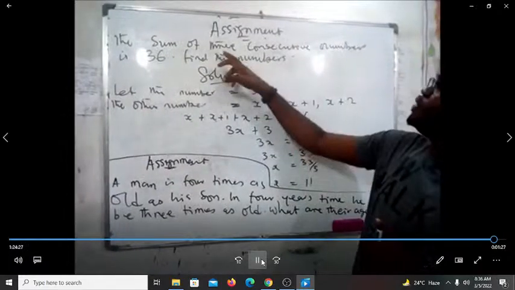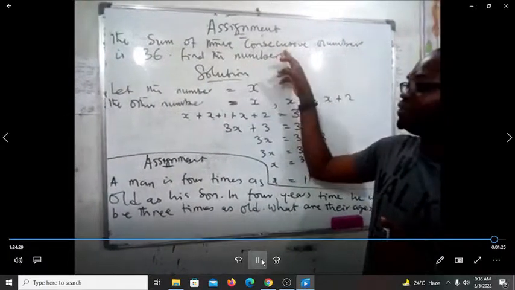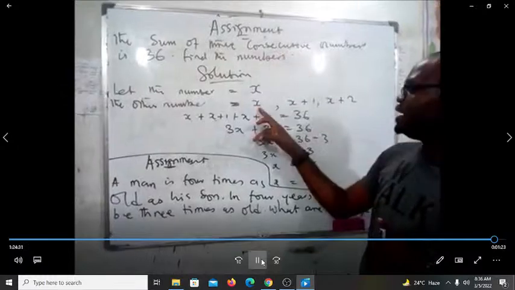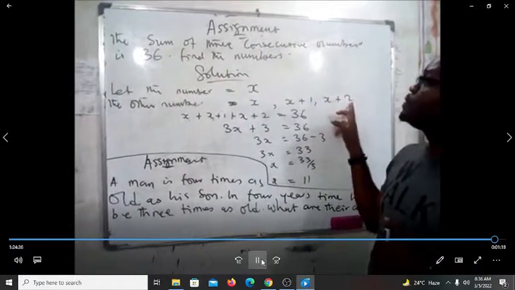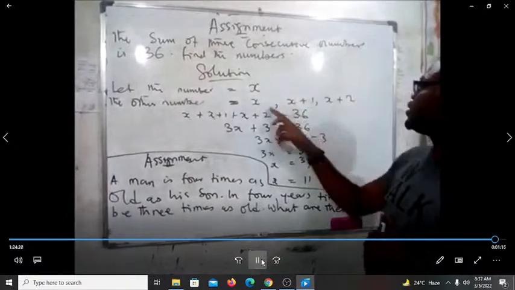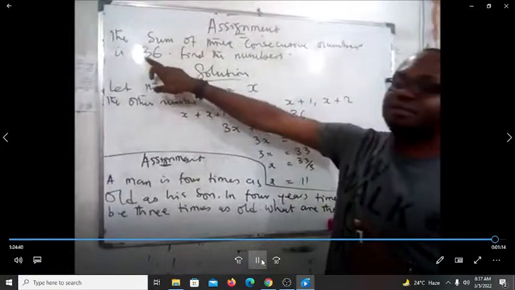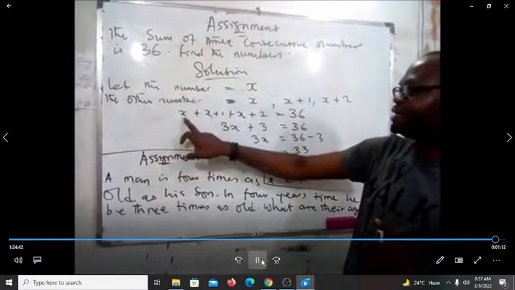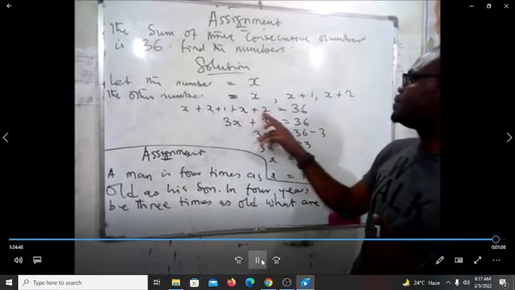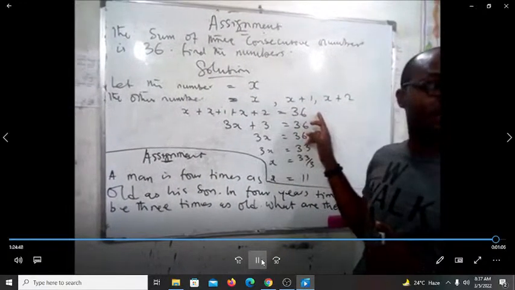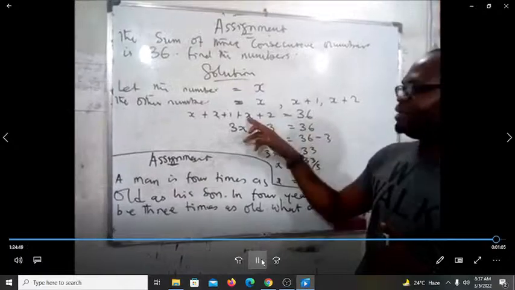But you have three consecutive numbers. So what are those three consecutive numbers? X, X plus 1, and X plus 2. Now it's telling us that the sum of these three consecutive numbers is 36. So we have X plus X plus 1 plus X plus 2 equal to 36. So we make X the subject of the formula.